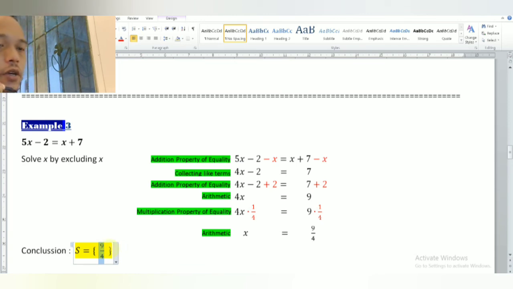You can write 9/4, you can use a mixed number, or you can use decimals, for example 2.25. It's okay as long as it represents the same value. That is example 3.